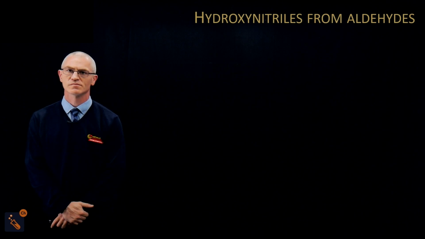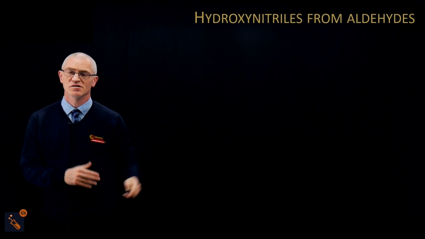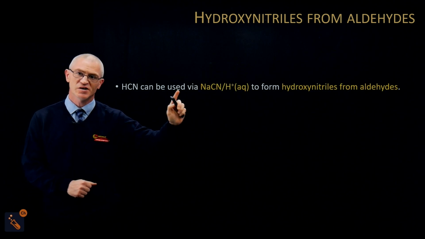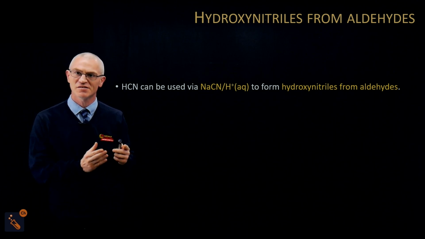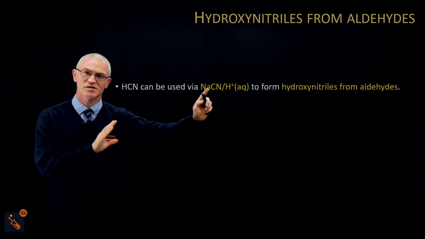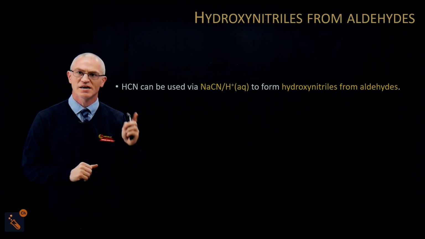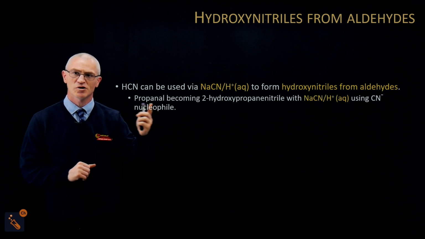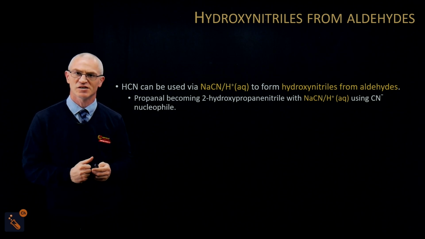We're now going to move on to another carbon chain lengthening example, still to produce a nitrile, but this time to produce a hydroxynitrile from aldehydes and from ketones. So HCN can be used via sodium cyanide and H+. Now there's a slight difference. If you're doing it from haloalkanes, remember it's with ethanol, but here you can just say sodium cyanide and put H+ aqueous next to it. Slight difference, which people often get wrong. And that will form a hydroxynitrile from an aldehyde. So, for example, propanal becoming 2-hydroxypropanenitrile with sodium cyanide and H+ aqueous.